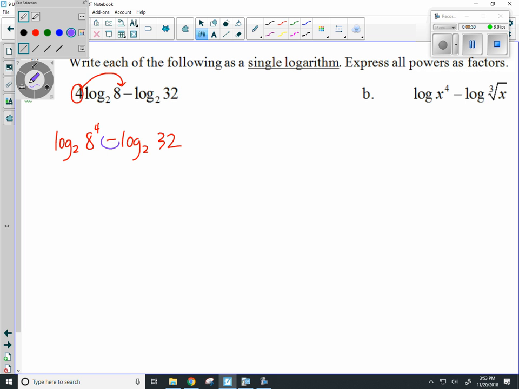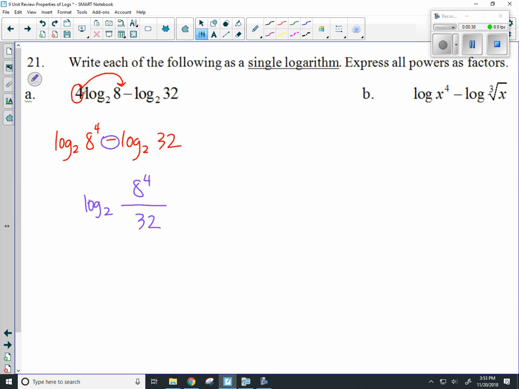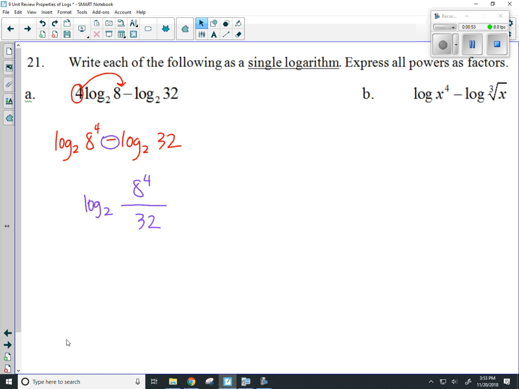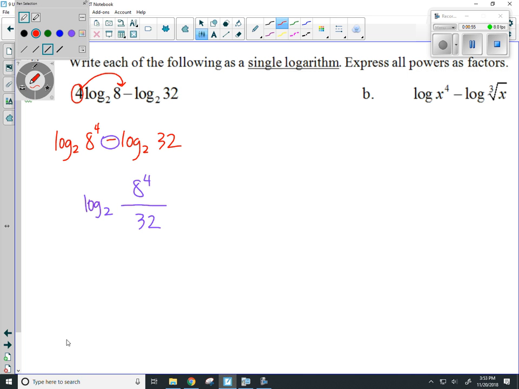Since there's subtraction here, that means 8 to the 4th is going to be your numerator, 32 is going to be your denominator, and we'll have a single log base 2 out front. So I'm going to use my calculator to do 8 to the 4th over 32, because I cannot do that in my head. So 8 to the 4th over 32, you get 128. So log base 2 of 128.